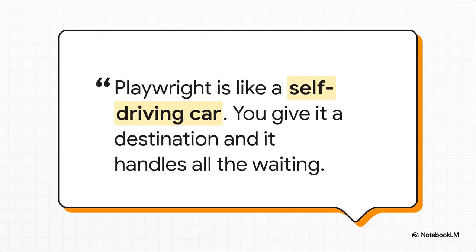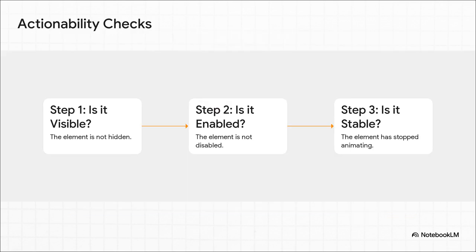I love this analogy because it just makes so much sense. Think about it, right? You don't get into a self-driving car and say, okay, now wait 2 seconds for the green light. You just tell it where to go. The car's systems, they handle all the traffic lights, the pedestrians, all the timing. Playwright is exactly the same. You just give it a destination, that's your locator, and a command, and its auto-wait system handles all that complex synchronization for you. And look, this isn't some kind of black magic. It's just really smart engineering.